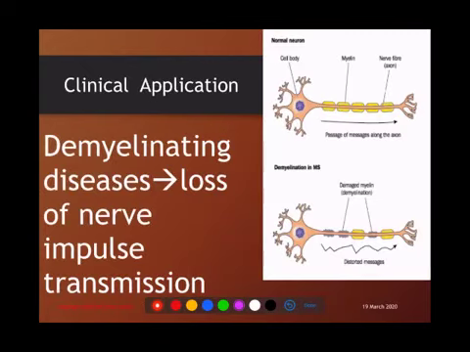Another application is that the disappearance of the myelin in demyelinating diseases like multiple sclerosis or disseminated sclerosis will cause a slowing in the speed of nerve impulse transmission, and even may lead to loss of nerve impulse transmission, and this will of course affect the nervous condition of the patient. Multiple sclerosis or disseminated sclerosis: here there is a loss of the myelin. This will cause slowing in the nerve impulse transmission till it is lost.